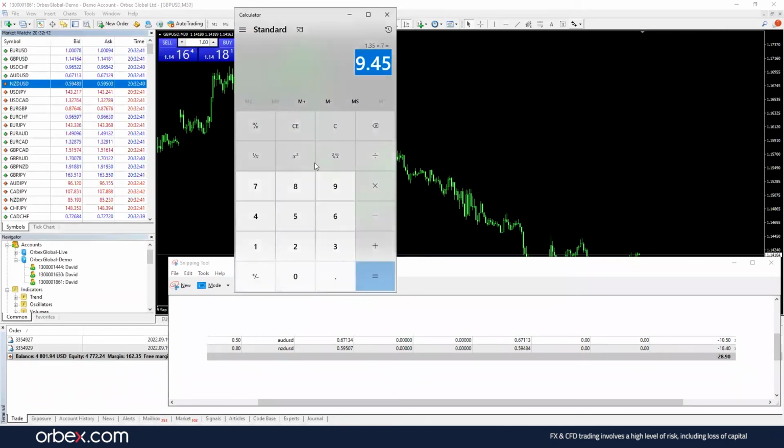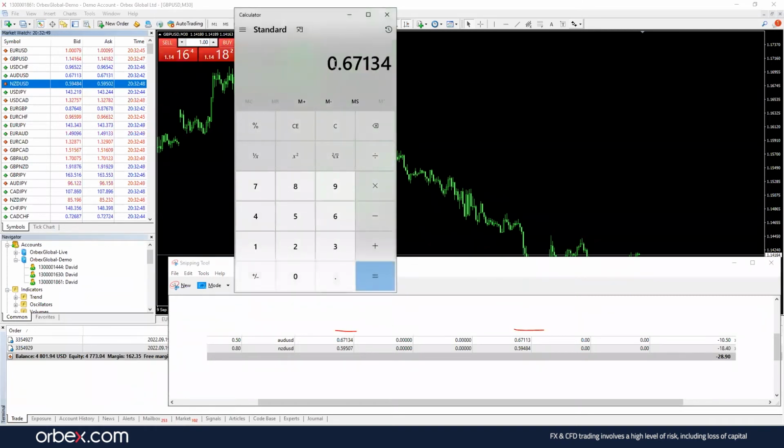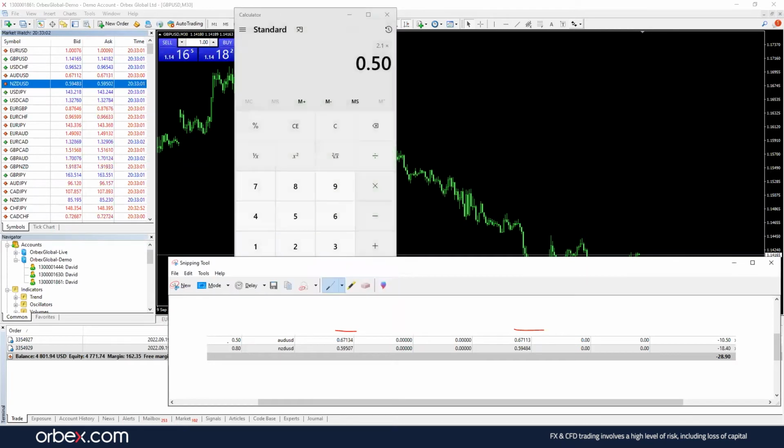So let's get the differences. For the Australian dollar, we want the difference between this and this. So 0.67134 minus 0.67113. So 2.1 pips, as you can see here, multiplied by 0.50, which is the volume amount for this particular one. And then we multiply that by 10. And as you can see here, 10.5. And even though we are trading a different currency with the New Zealand dollar, the quote currency is the American dollar. So it's always the same.